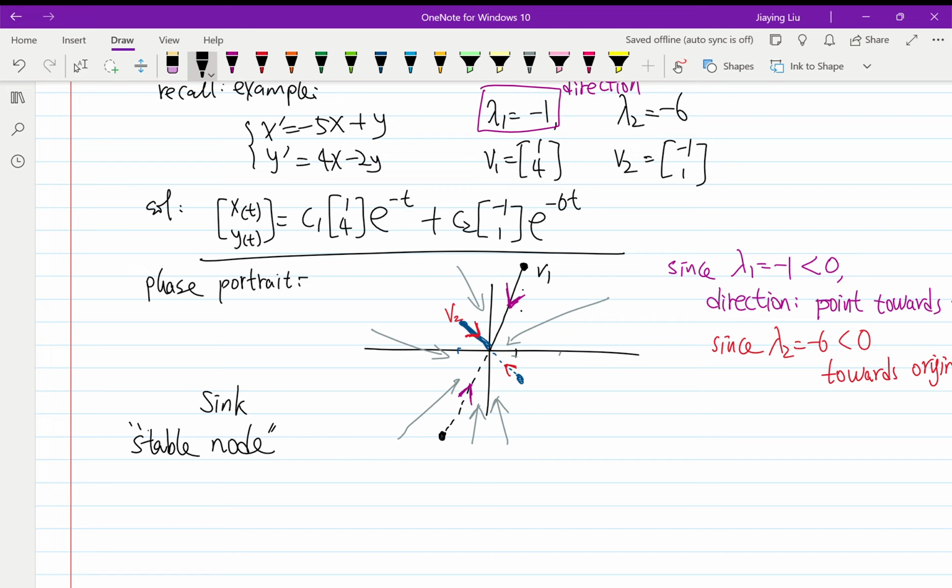And this happens when lambda 1 is negative, lambda 2 is also negative. Both eigenvalues are negative. We always end up with a sink, always a stable node. Questions?